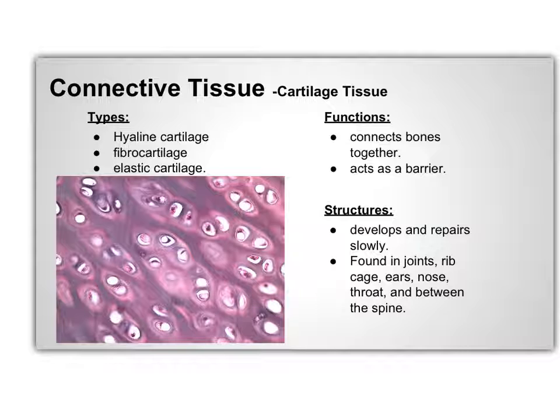It is a whitish, flexible connective tissue. Cartilage tissues are divided into three types: hyaline cartilage, fibrocartilage, and elastic cartilage. This tissue has the functions of connecting bones together and acts as a barrier that keeps bones from rubbing against each other. This type of connective tissue tends to develop and repair slower compared to the other connective tissues. It is found in joints, the rib cage, ears, nose, throat, and between the spine.